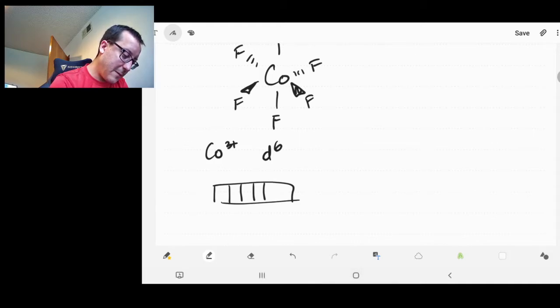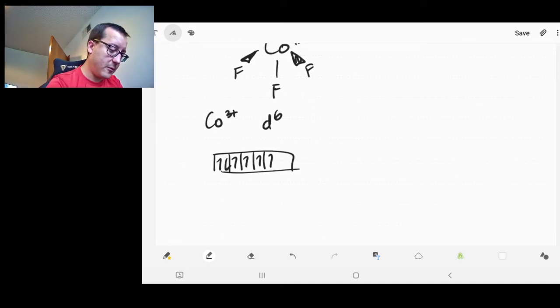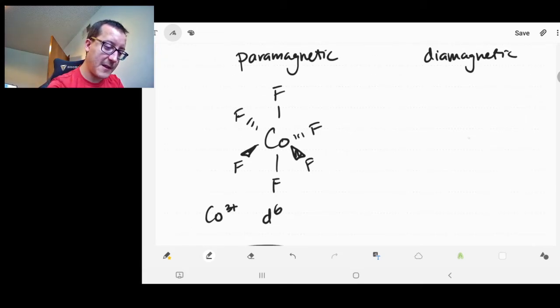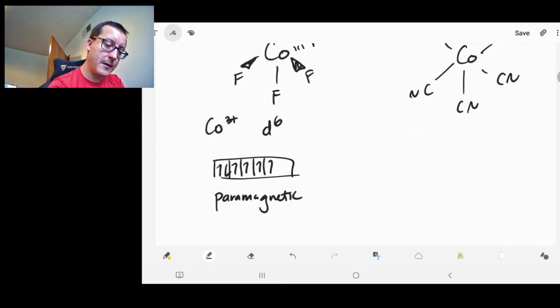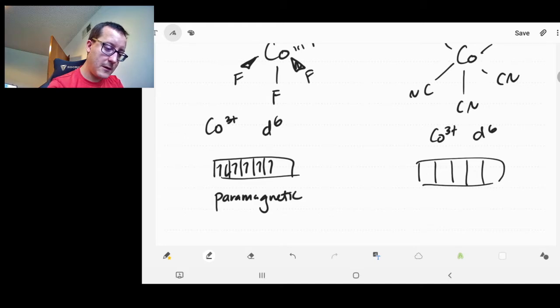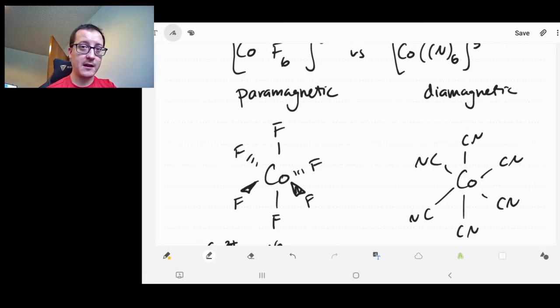If we're expecting to do the electron configuration for this cobalt 3+, well, clearly we have unpaired electrons here, yes? So we're expecting this to be paramagnetic. And lo and behold, it is. Cool. Let's look at the other one. If we look at this one, though, it's cobalt 3+. It has 6 d electrons. And since it's exactly the same, electron configuration-wise, we would expect this to be paramagnetic as well. But we're going to see that this one is diamagnetic.